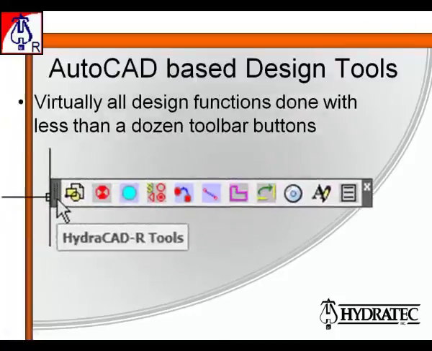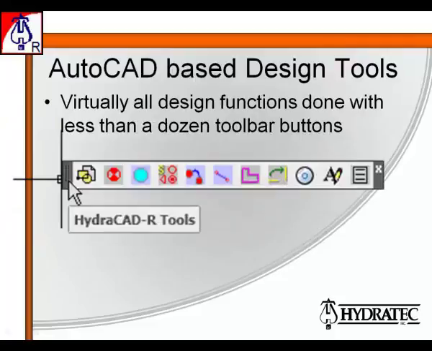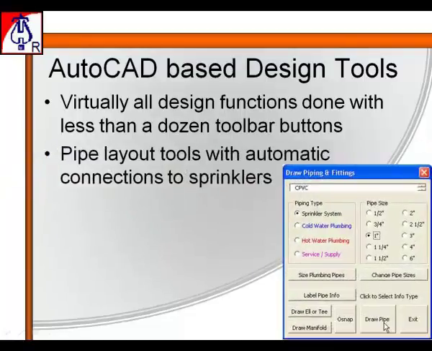AutoCAD provides as an industry standard all the tools necessary to represent your design, almost all of which can be done with less than a dozen buttons on the HydraCAD toolbar. The Piping Layout tool is an example of one of these buttons, and provides you with a dialog box that allows you to choose the type, function, and size of the piping to be included in your design.